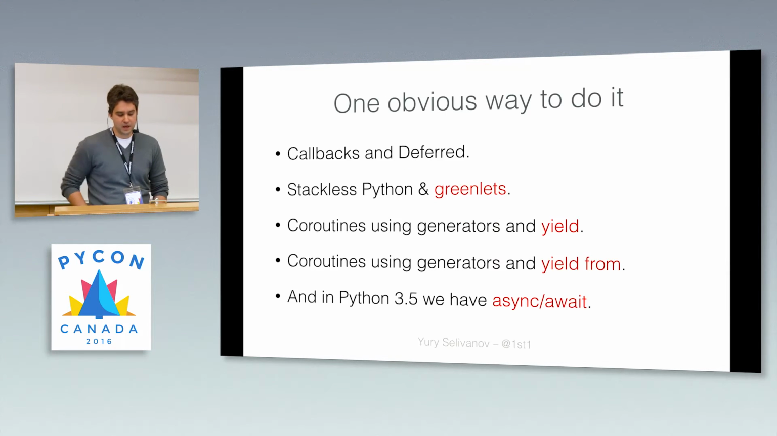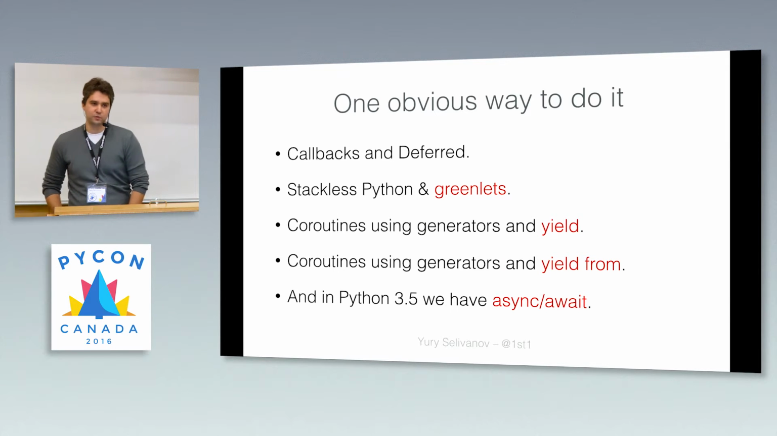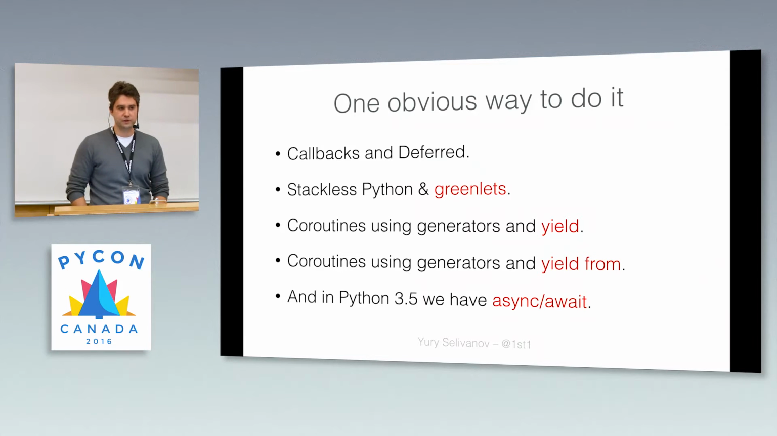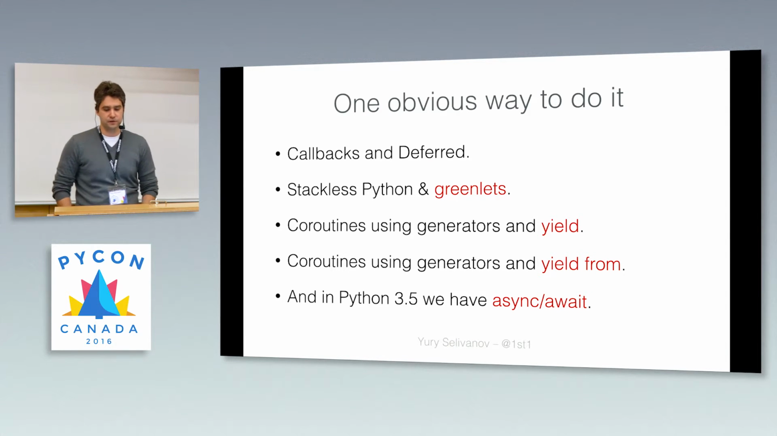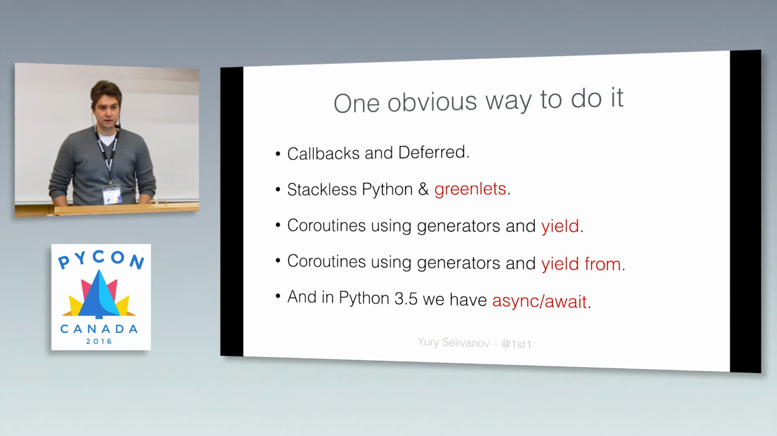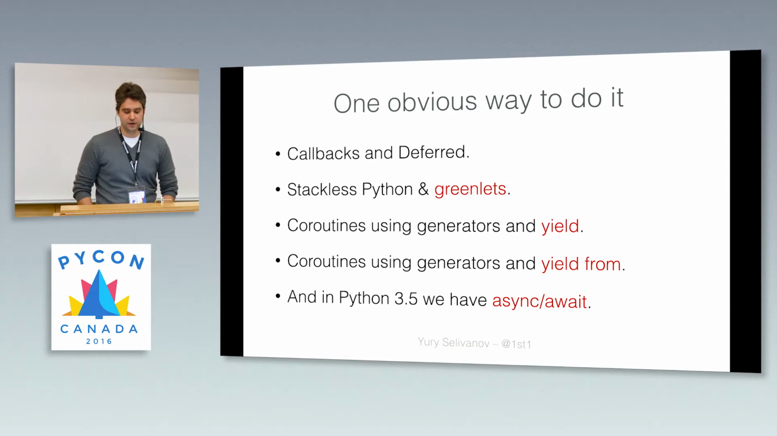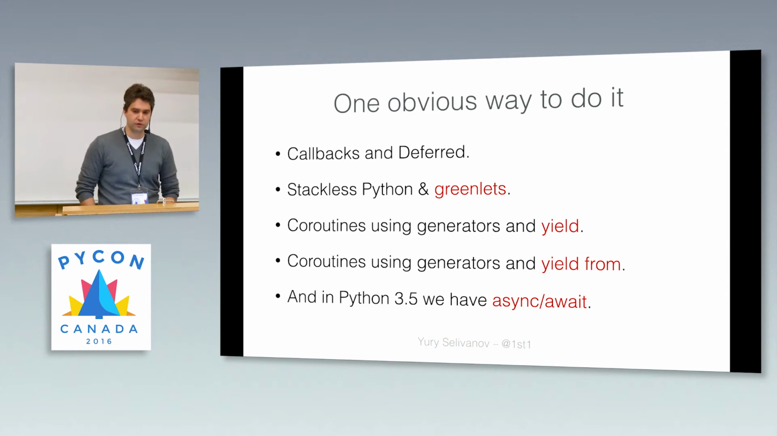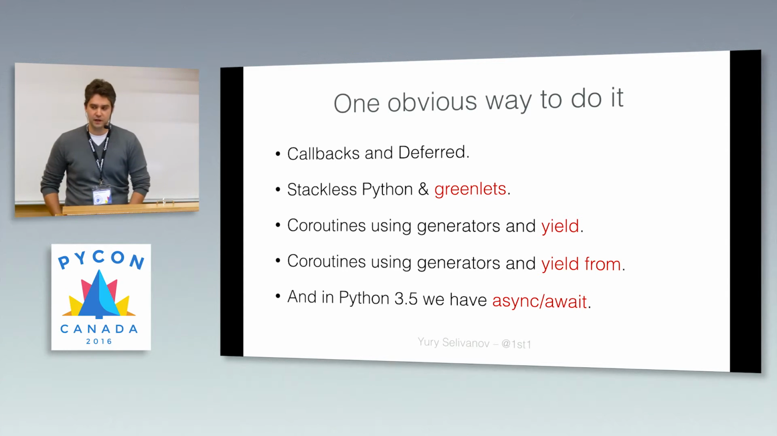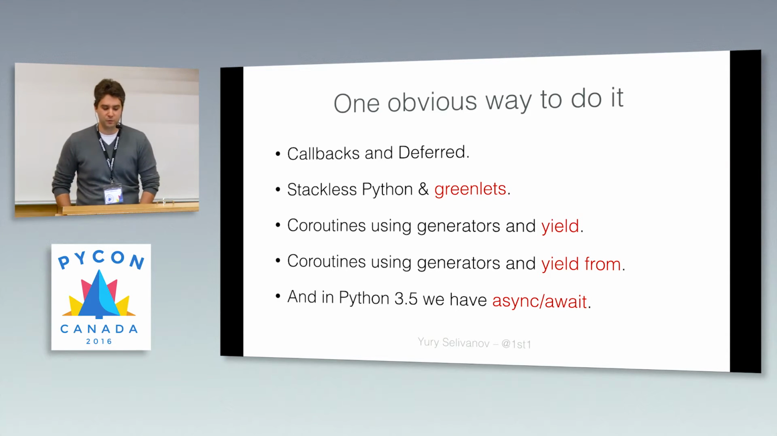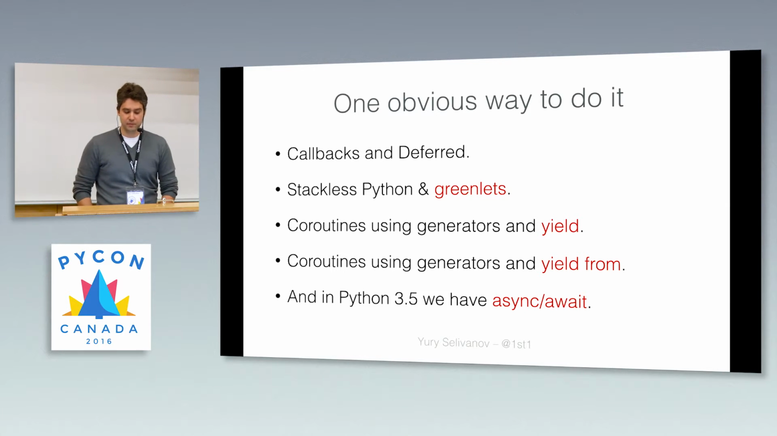So, async await. In Python, there are 5 obvious ways how you do asynchronous I/O. You can do callbacks and deferreds. That's how Twisted started 15, maybe 20 years ago. You can do stackless Python or use greenlets. And probably all of you have heard about gevent. That's a library that uses it. Essentially, the code looks like synchronous Python, but in reality, it is asynchronous. It's a little bit confusing, and that's the primary reason why stackless will never be mainstream.